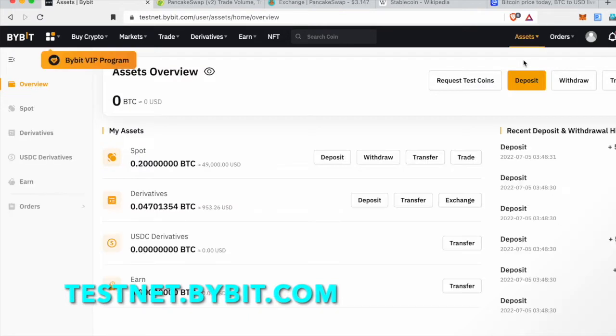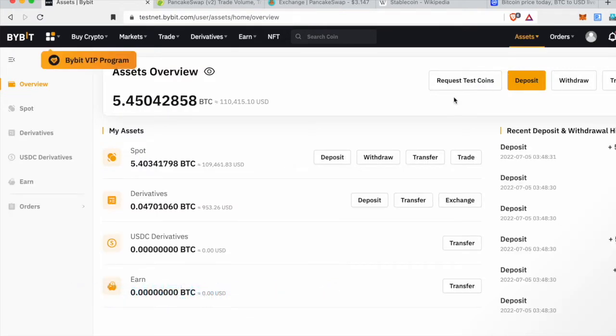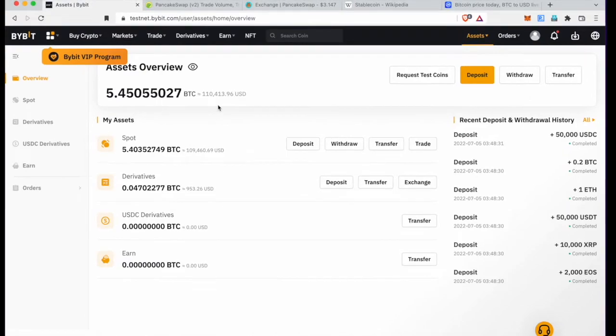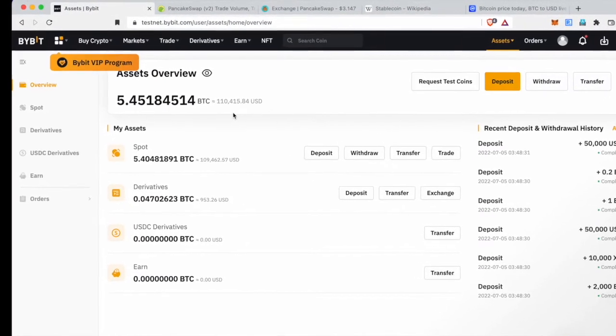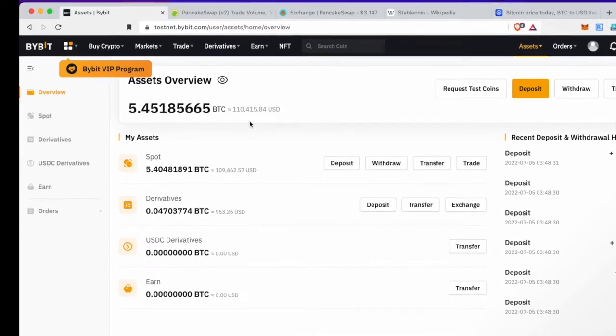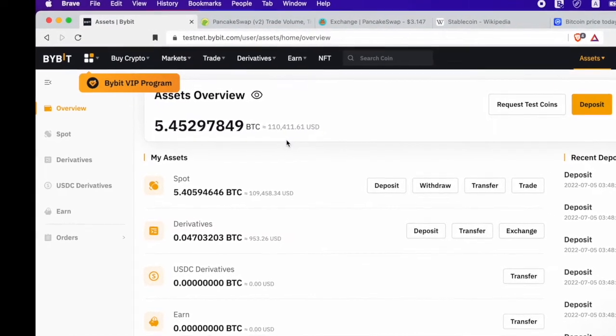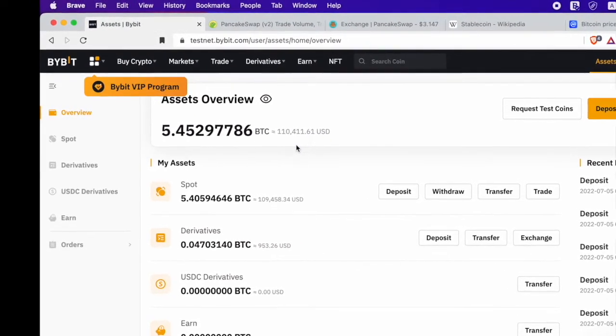Okay, I'm going to show you what it's like trading in this simulated trading platform. So look at that. They already gave us 5 Bitcoins. That's nearly over 100,000 US dollars equivalent in value. Oh, I wish it was real.